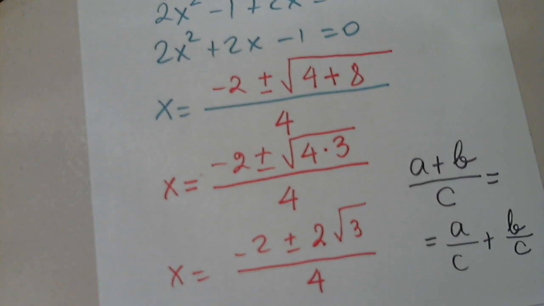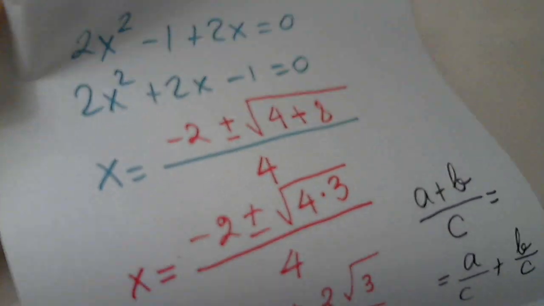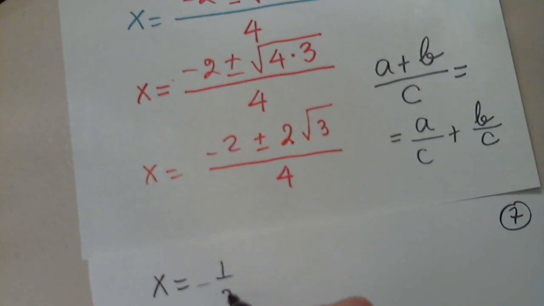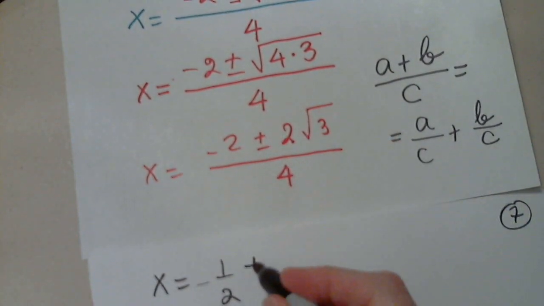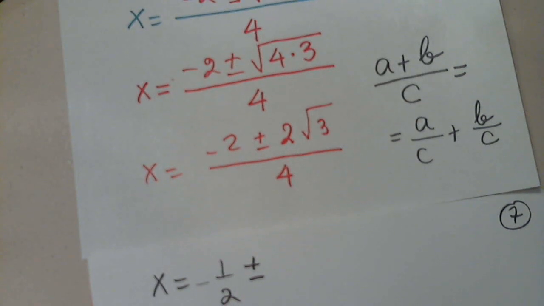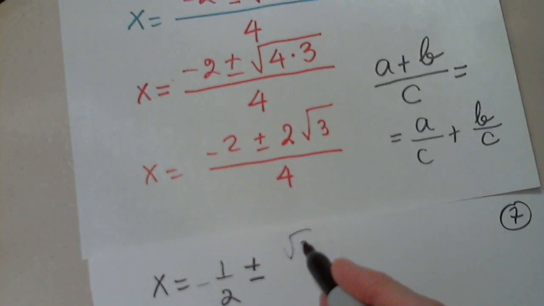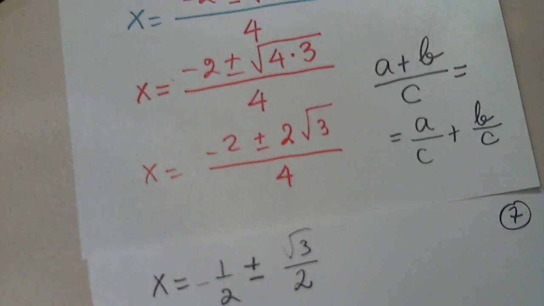So then x equals negative 2 over 4, which will simplify into negative 1/2. Plus or minus has to stay. 2 square root of 3 over 4, the same thing. I can simplify now and have the square root of 3 over 2. And this is it.